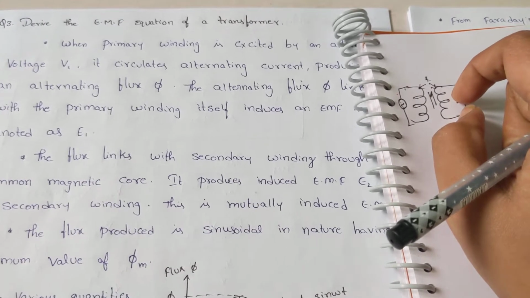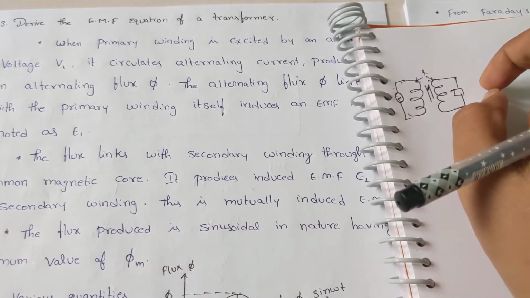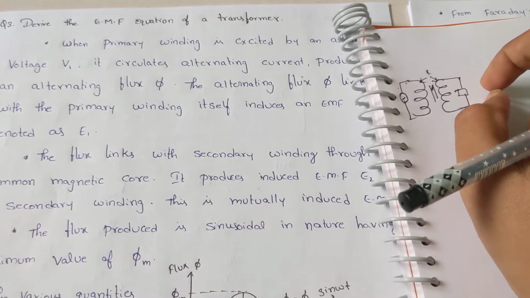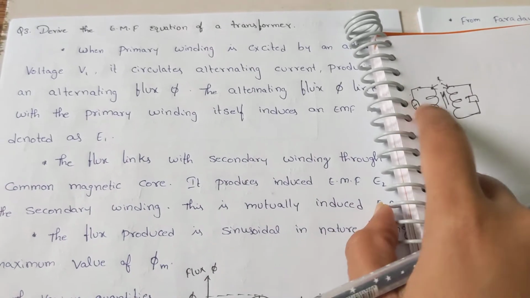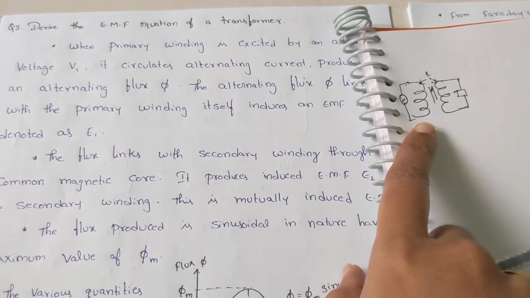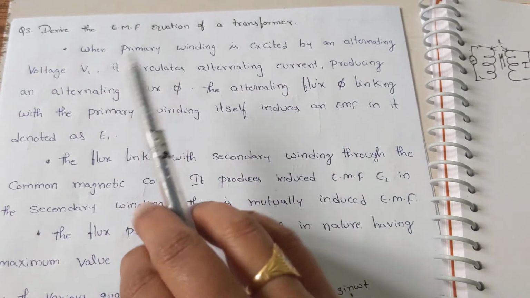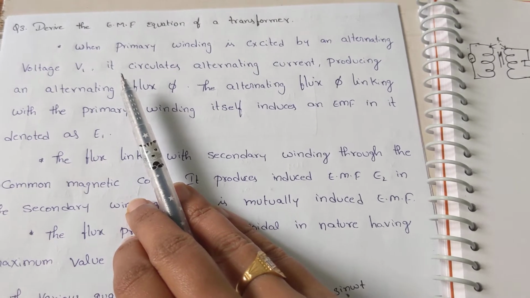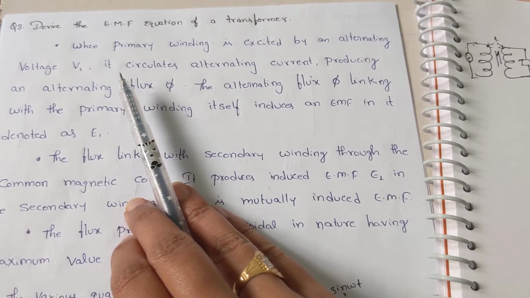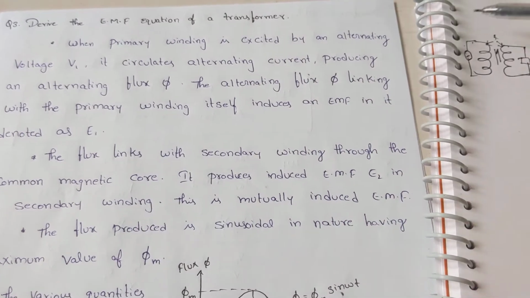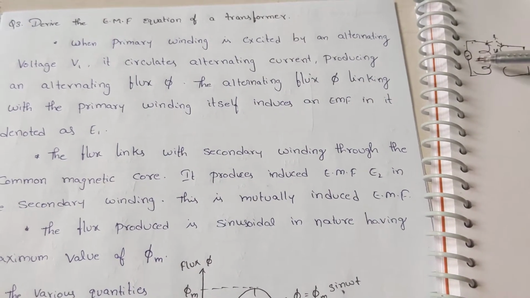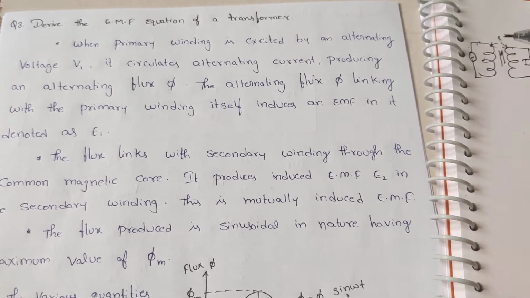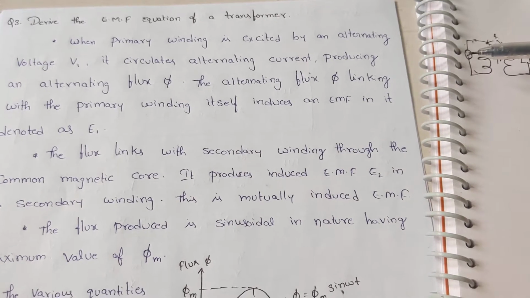So what will be the EMF induced in your secondary winding or primary winding? We are going to see that. Here the primary winding is excited with an AC source, and that voltage is responsible for circulating the current, because the primary winding is a closed circuit right now. Because you are providing the AC voltage, it produces AC current.